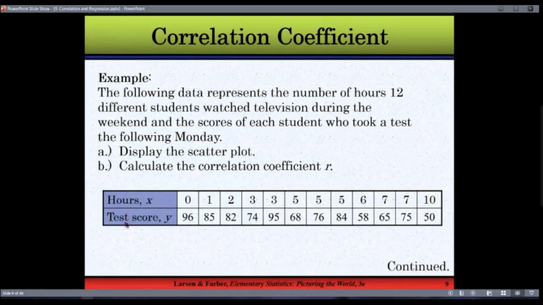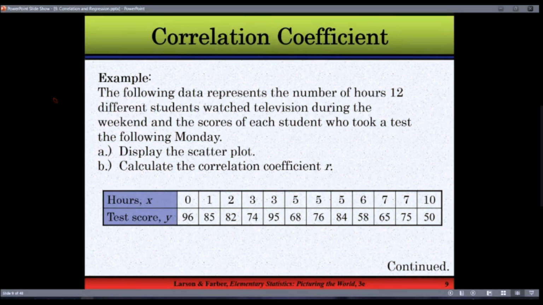Example number 1. The following data represents the number of hours 12 different students watched television during the weekend and the scores of each student who took a test the following Monday. Letter A, display the scatter plot. Okay. Letter B, calculate the correlation coefficient r.